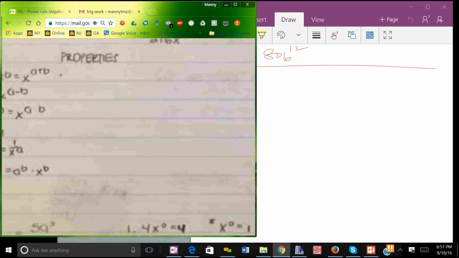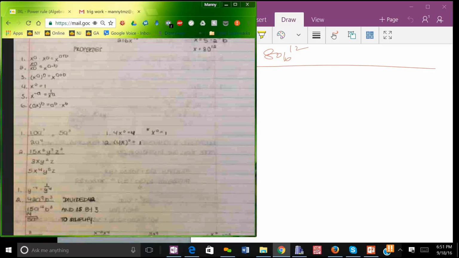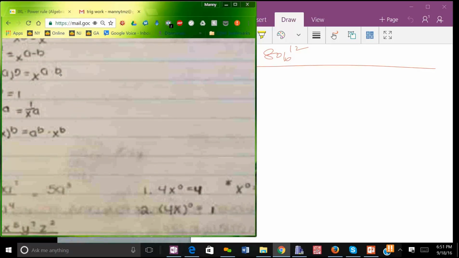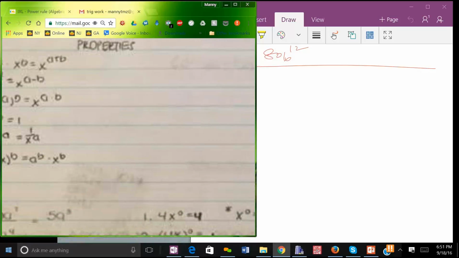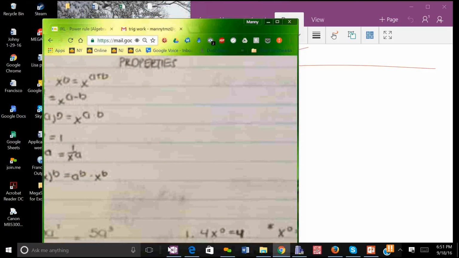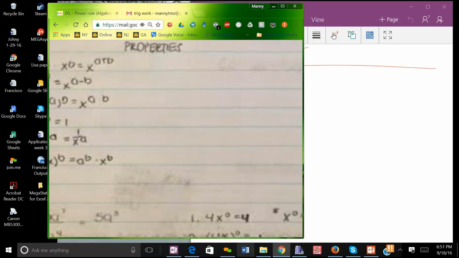Do you have a note card? These properties, put these 6 formulas in a note card. Just take a picture of it with your phone, make it huge, take a picture with your camera and print it out. Actually, a note card is better. Use a note card, and then make sure you memorize this.